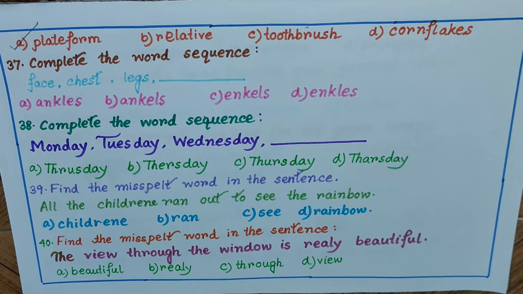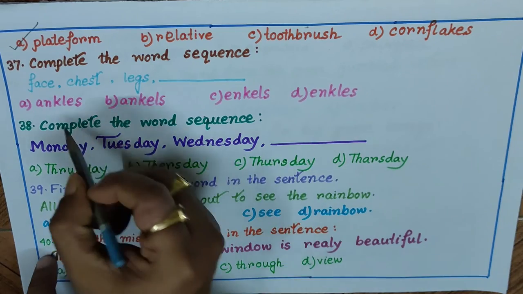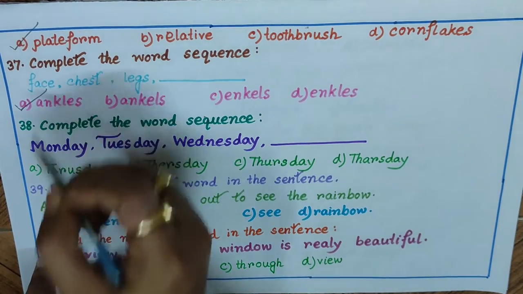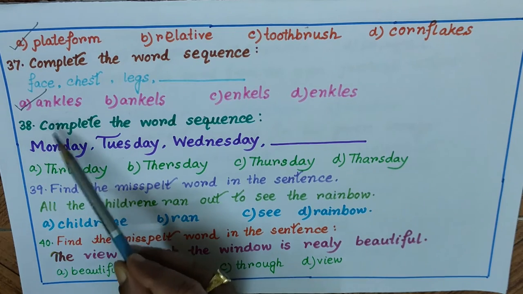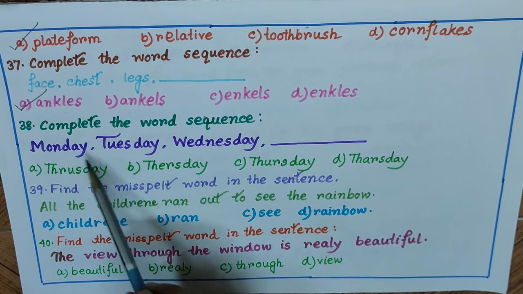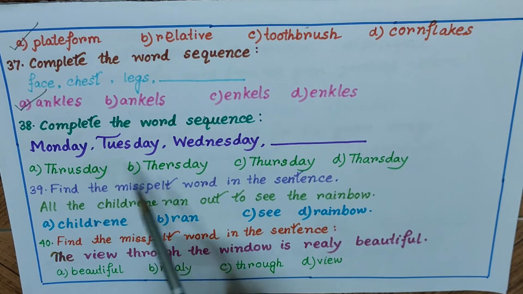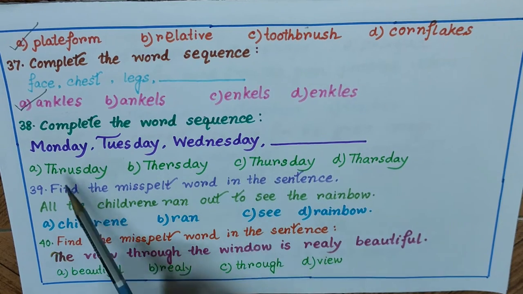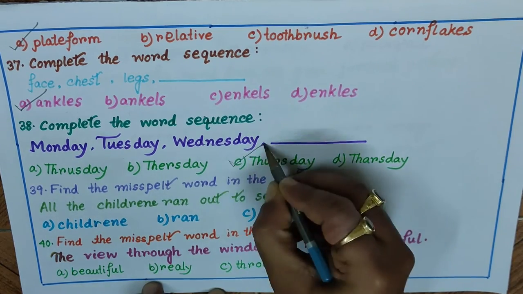Question 37. Complete the word sequence. Face, chest, legs, now ankles, as you can see or guess from the words. And the correct spelling of ankle is A-N-K-L-E-S. Ankles. 38. Complete the word sequence. Monday, Tuesday, Wednesday. Next is Thursday. But the spelling of Thursday among A, B, C, D is this one. This is wrong, this is wrong and this is also wrong. So Thursday, C, is the right option.